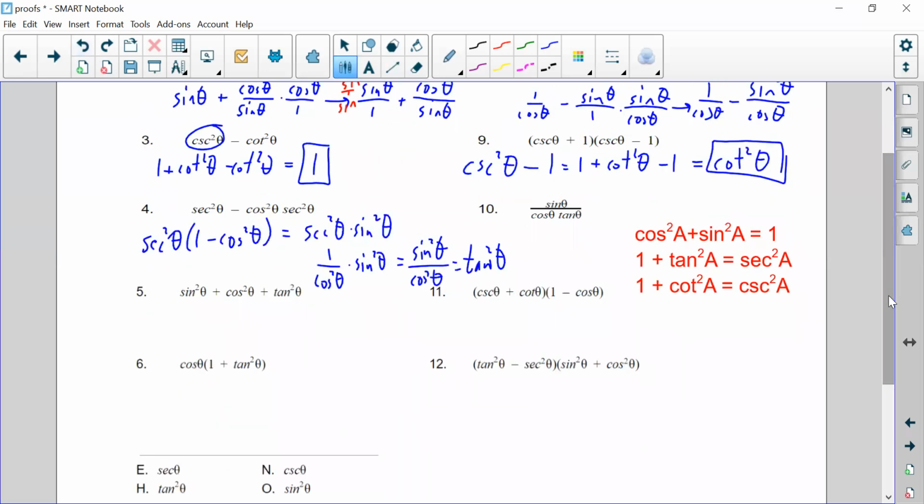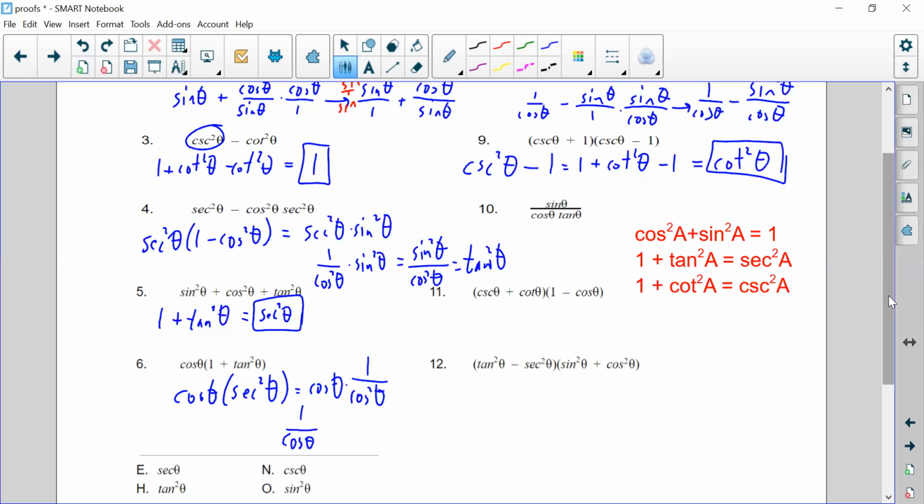Number 5, I got sine squared plus cosine squared. That's automatically 1. 1 plus tangent squared. Well, we all know that equals just secant squared. So that's number 5. Number 6, 1 plus tangent squared is secant squared. And secant is 1 over cosine. So this is really cosine times 1 over cosine squared. Well, only one of those cosines cancels out. So I'm left with 1 over cosine, which just equals secant. So for number 6, it is secant.